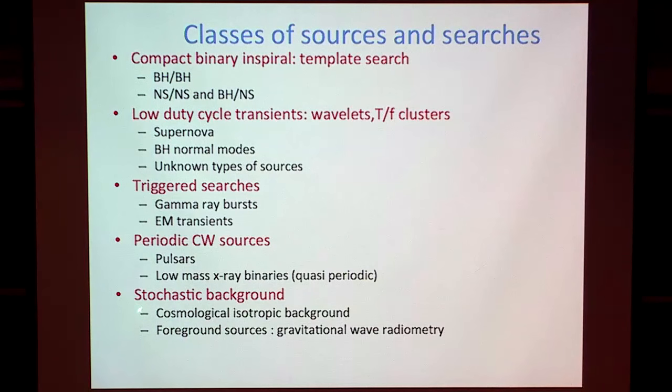And lastly, I got into this business partly because I thought you could see the stochastic background from the Big Bang. I think that's unlikely now, knowing more than we did when we started all of this. But you certainly will see a background from foreground sources, and that's one of the more interesting things now that we know they're black holes. What happens as you start looking at an unresolved set of black hole sources? What does it really look like?